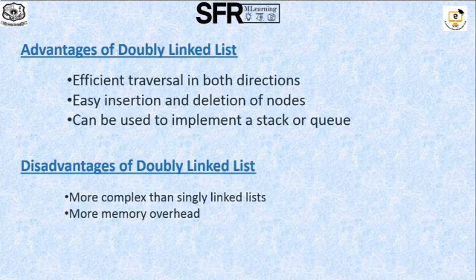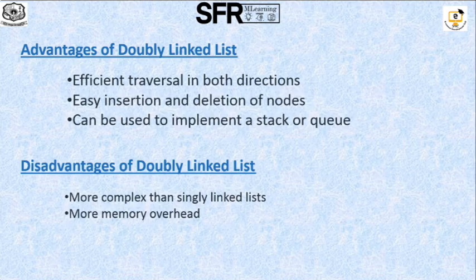Next, the advantages of the doubly linked list. What are the main advantages? We can efficiently traverse in both directions, that is, we can move from starting to ending or from ending to starting. Insertion and deletion of nodes can be done very easily. We can also easily use it to implement stacks and queues.